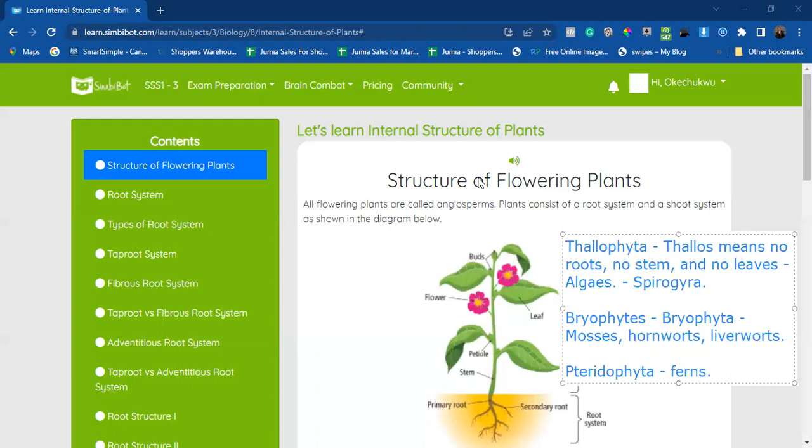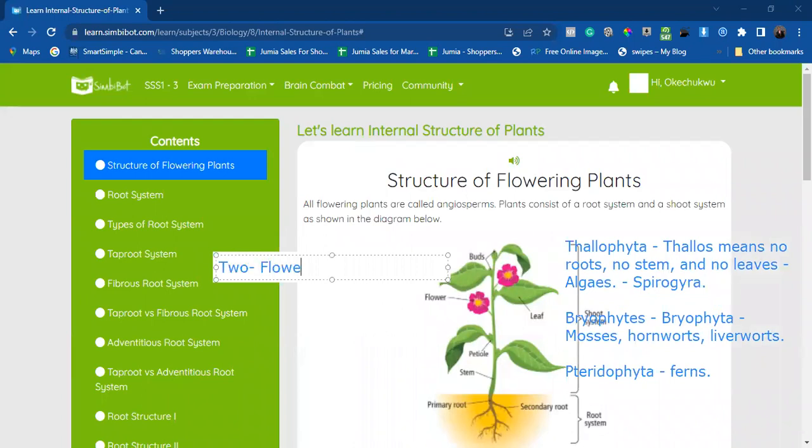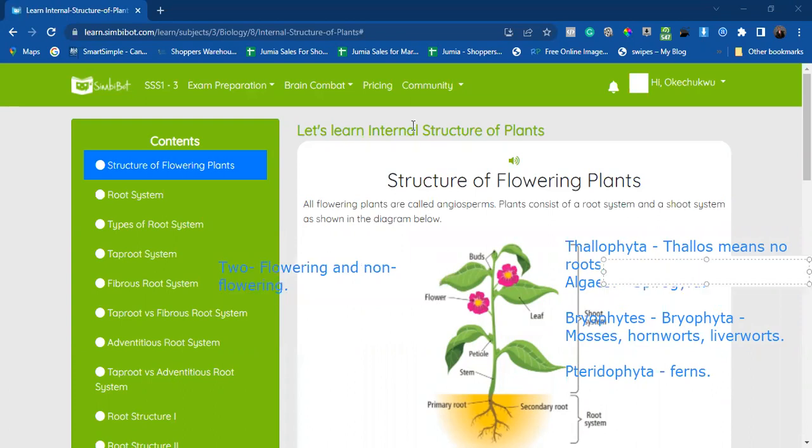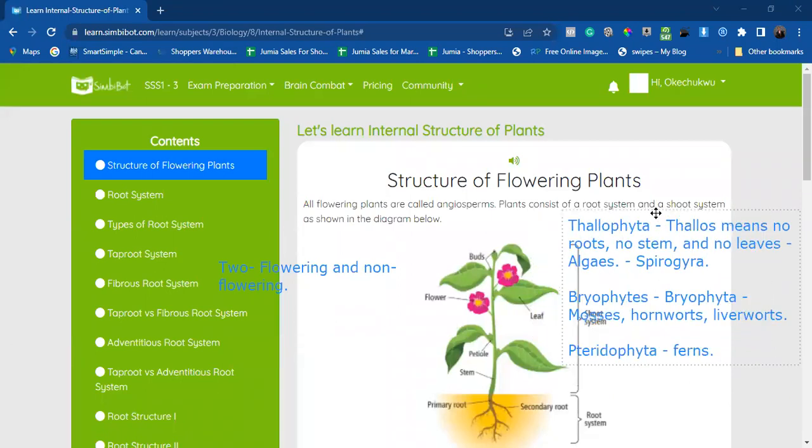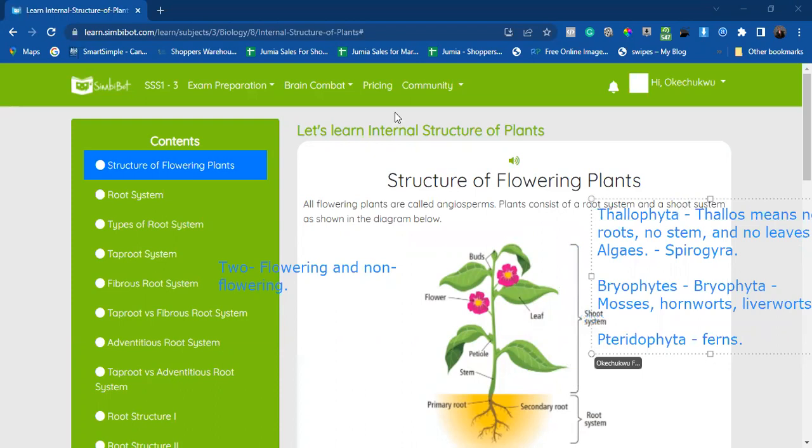So the kingdom Plantae is divided into two: flowering and non-flowering. These three that I have mentioned here are the talophytes, the bryophytes, and the pteridophytes.